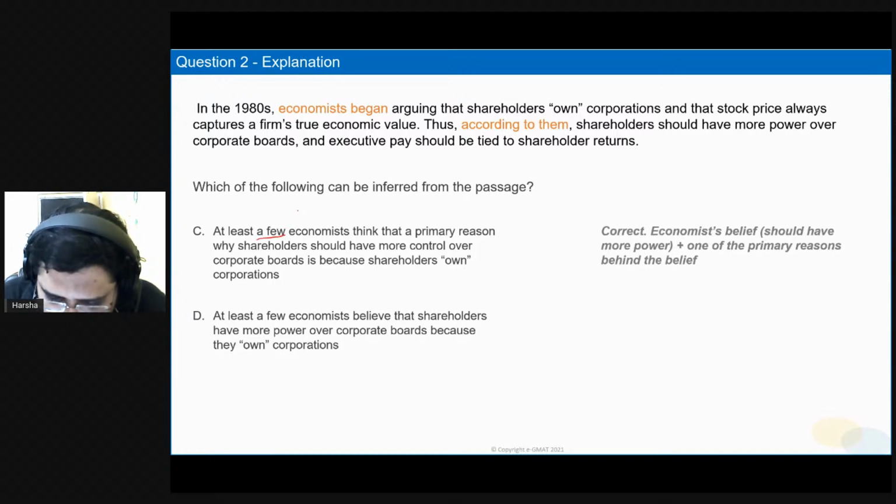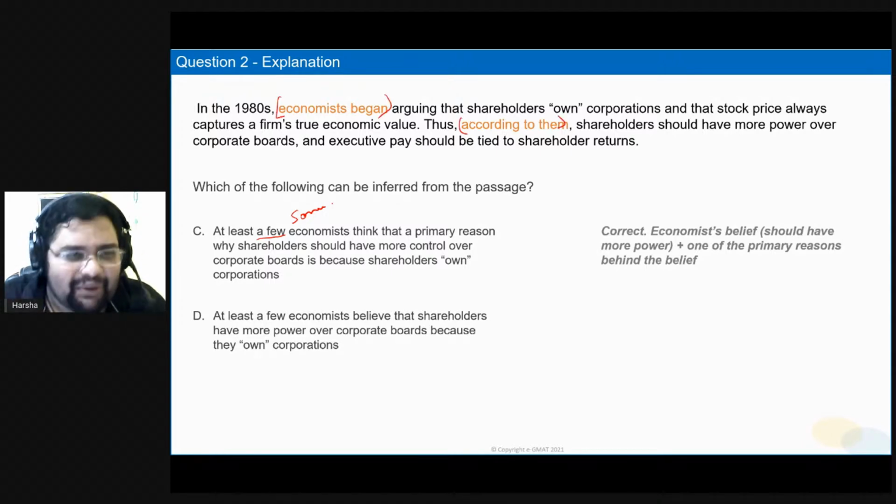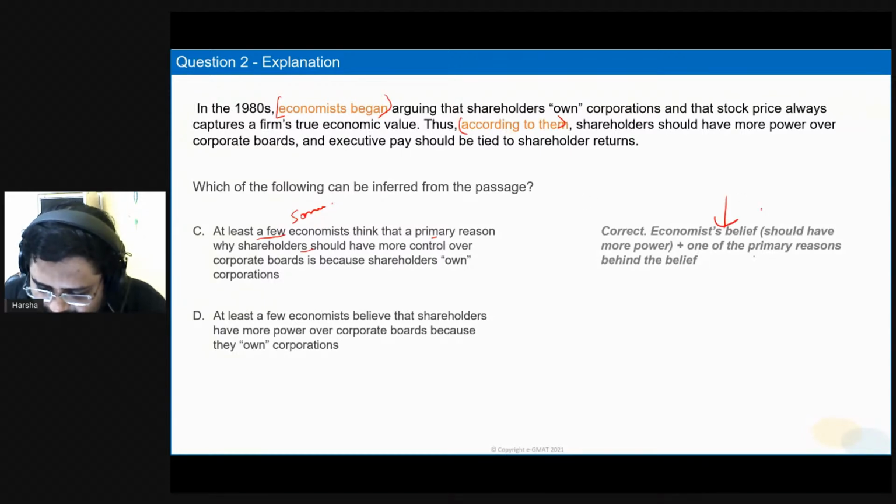In other words, some economists, which is true. When you say economists began according to them, you know that there are at least some economists who exist. So some economists think that a primary reason why shareholders. So this brings in both the economist belief and the reason behind this. This was the reason and this was the belief. Option C is the correct answer. Most of you got it, so I'm not spending too much time here.